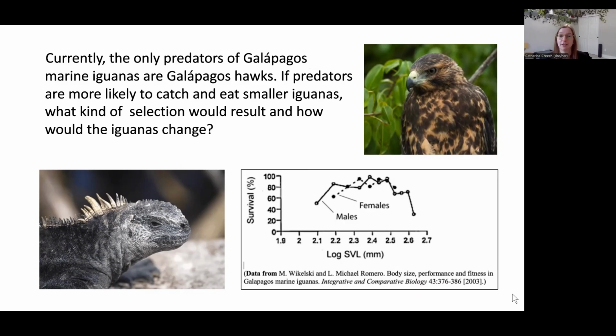Currently, the only predators of Galapagos marine iguanas are Galapagos hawks. If predators are more likely to catch and eat smaller iguanas, what kind of selection would occur and how would the iguanas change? It would be directional selection, and the iguanas would be getting larger because the smaller ones are dying off and not able to contribute to the gene pool.